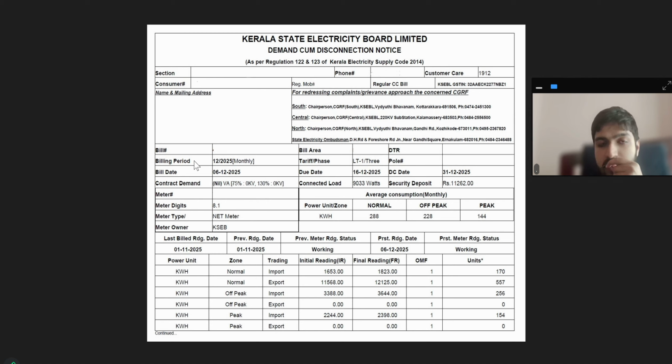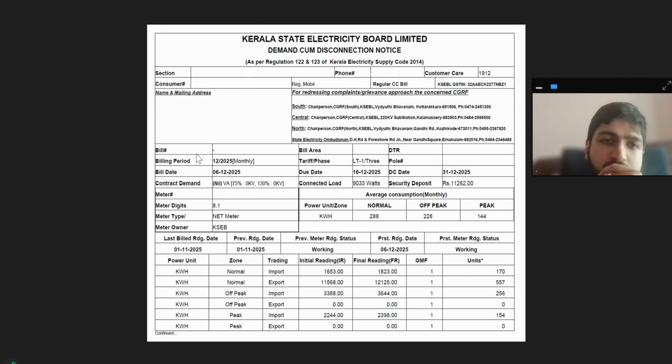Then your bill number, that is different for each month, is mentioned here. Your bill area: where is your bill area within the particular electricity section? So the electricity section that is mentioned here is further divided into different bill areas, and that bill area is mentioned here. Then the DTR. The DTR means the distribution transformer number, or the details, are mentioned here.